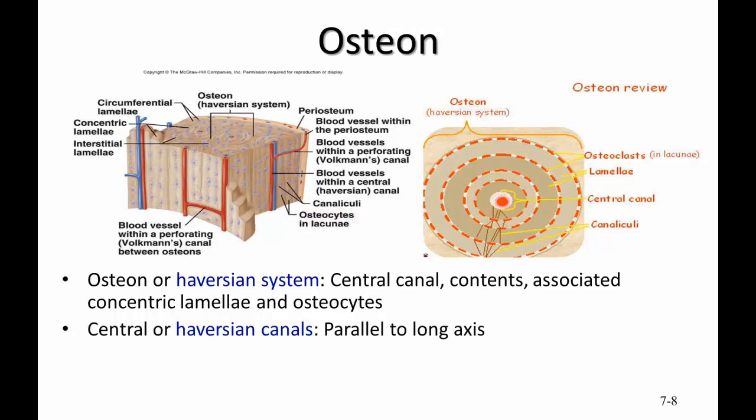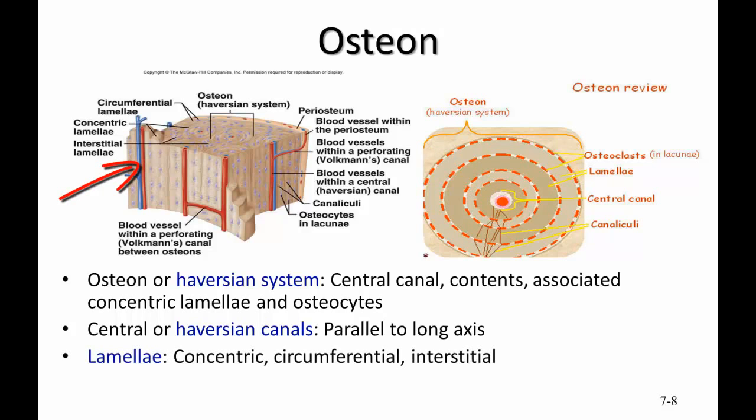Okay, and so if we look at that central canal, we also call it a Haversian canal, and that's going to run parallel to the long axis of the bone. So again, when we look at the bone on end, we see just a circle. If we were to slice the bone lengthwise, we would see more of a long channel. And then, again, the lamella are the concentric, circumferential, hard word to say, circumferential rings within the bone.